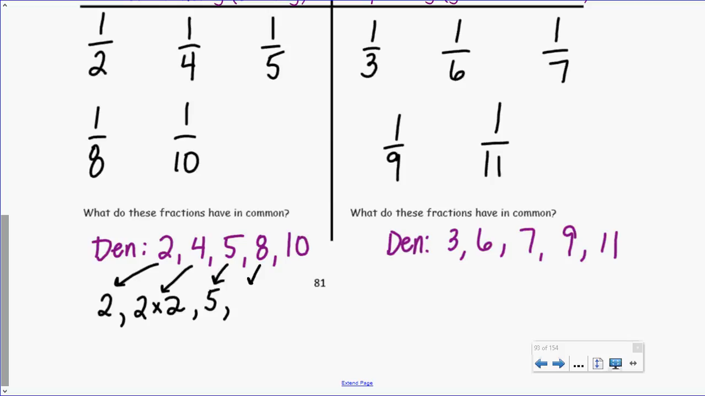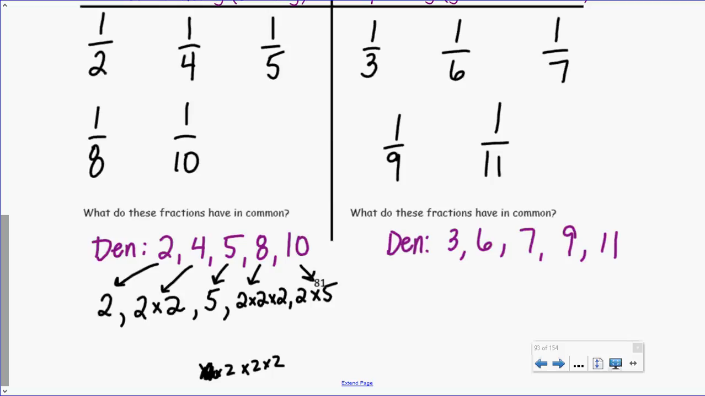The number 8 can be broken down. You can write 4 times 2, but 4 we know can be broken down to 2 times 2. So we actually have 3 of those. 2 times 2 times 2 gives us 8. And then for 10, we have 2 times 5. So are you noticing a pattern here? They're all 2s and 5s.